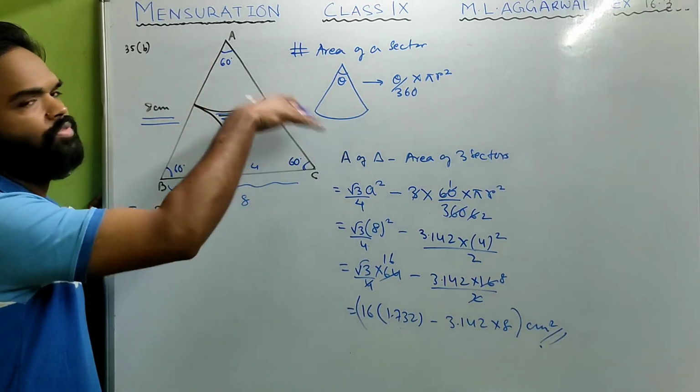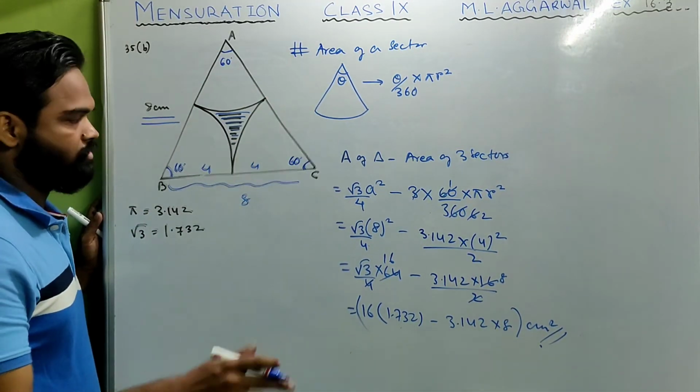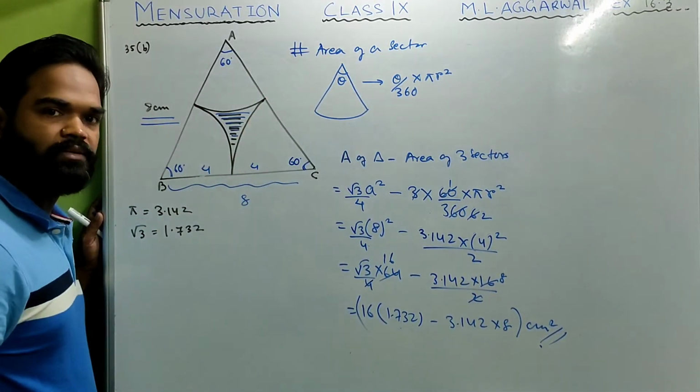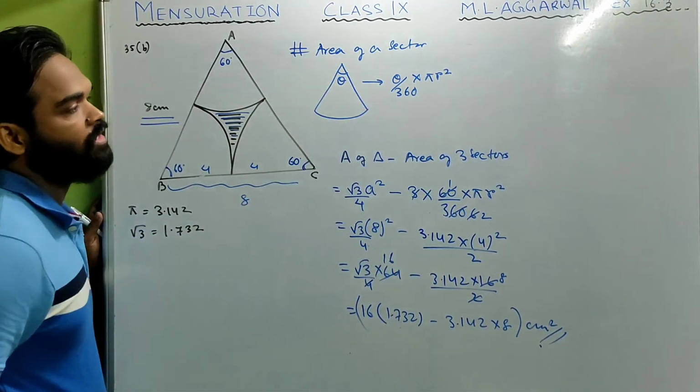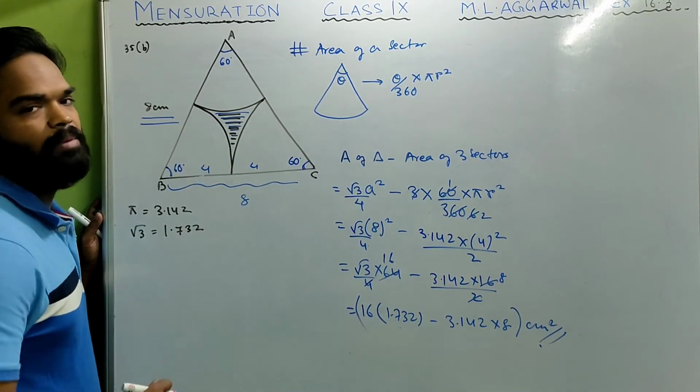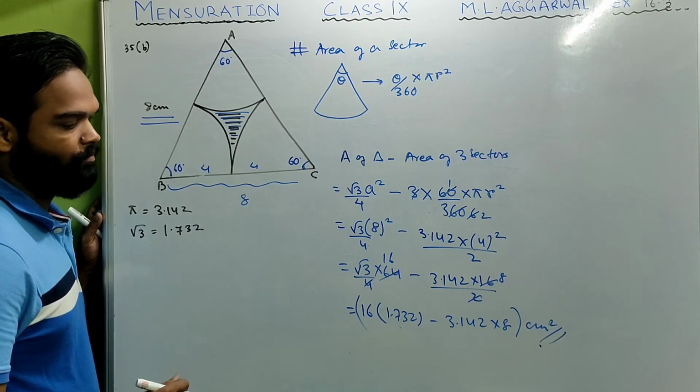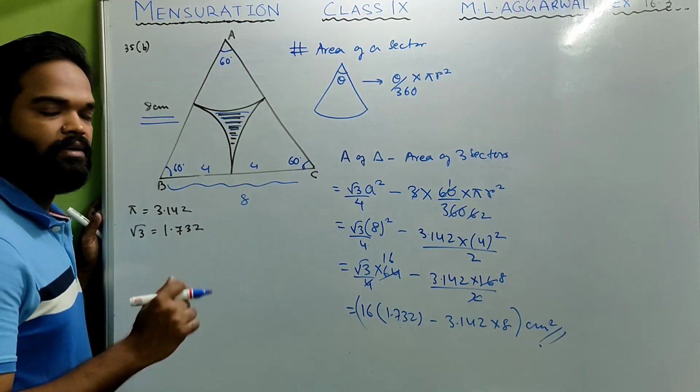Just the area of the equilateral triangle minus the 3 sectors. For sectors, the area is theta by 360 multiplied by pi r square. Just remember that. Now let us look at the next sum.